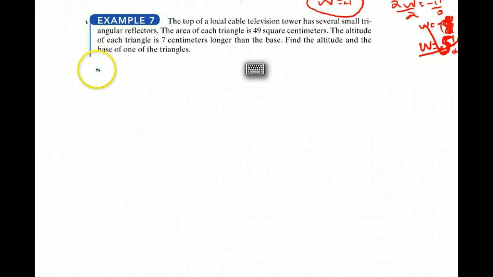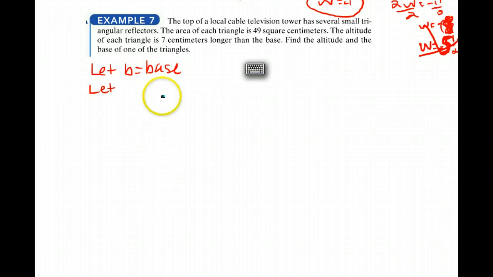The first thing that you should have recognized is that the altitude is based off of the base. So we're going to start by letting B represent the base, and then we can find the altitude once we know the base, because the altitude is 7 longer than the base. So we can let B plus 7 represent the altitude of that triangle.